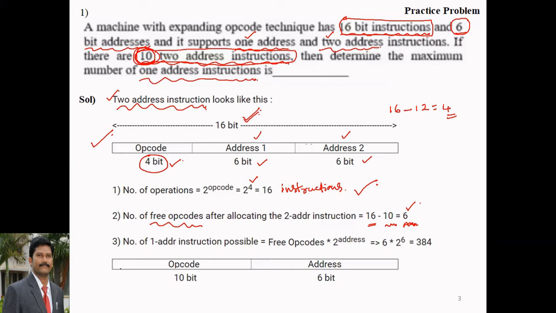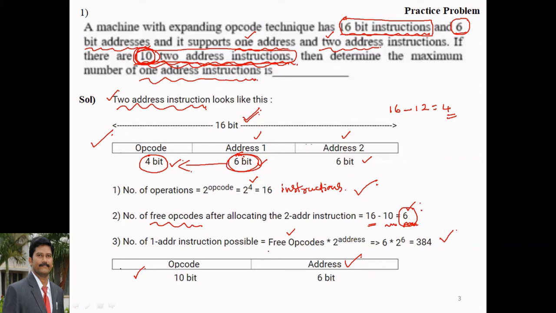we need to find the maximum number of one address instructions. In a one address instruction, only one 6-bit address is there, and the remaining 10 bits are opcode, because the other 6 bits are added to the opcode. Originally 2 power 10, that is 1 kilo instructions, are possible, but 10 two address instructions already exist and only 6 opcodes are free. So the number of one address instructions possible equals free opcodes times 2 power 6, that is 6 times 64, which is 384.